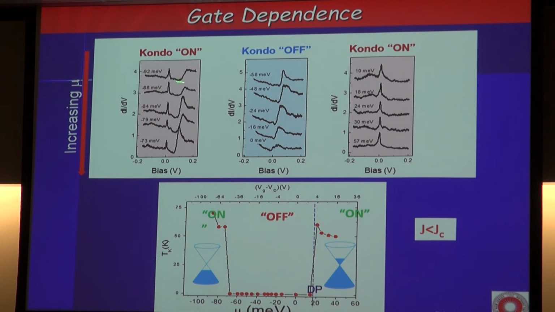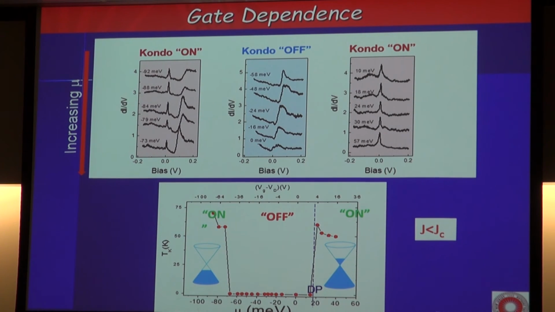From the line width here, we can measure the Kondo temperature. It is quite large. It can be 70 Kelvin. We can even get to a Kondo temperature of 180 Kelvin. So on: screening of the magnetic moment; off: the magnetic moment is unscreened; and screened again.